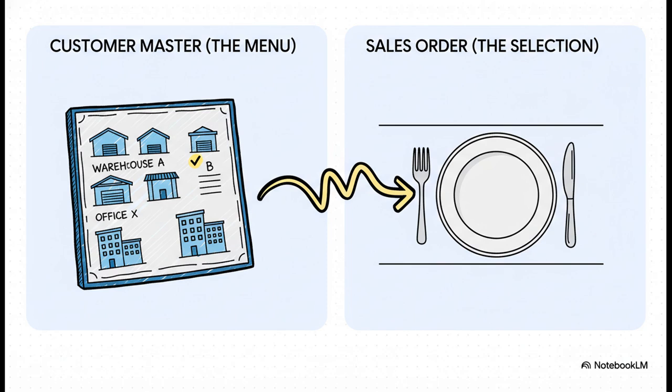This slide just nails the difference. The customer master is like the menu at a restaurant. It shows you all the possible options. For instance, this customer has 5 approved warehouses we can ship to. The sales order, though, that's your specific selection for this one meal. You're picking just one of those warehouses for this single transaction. Menu versus selection, that's the key.